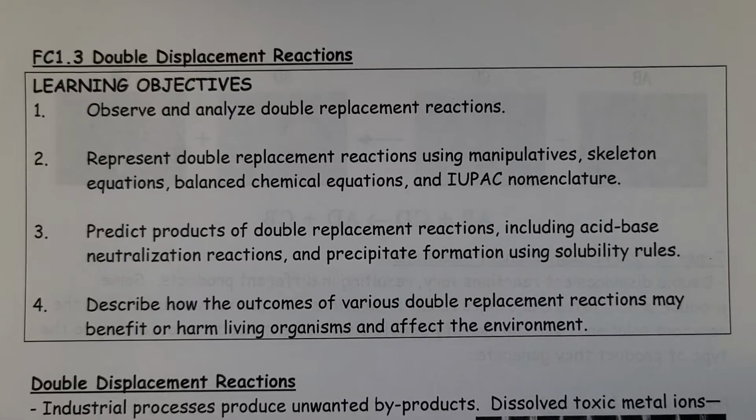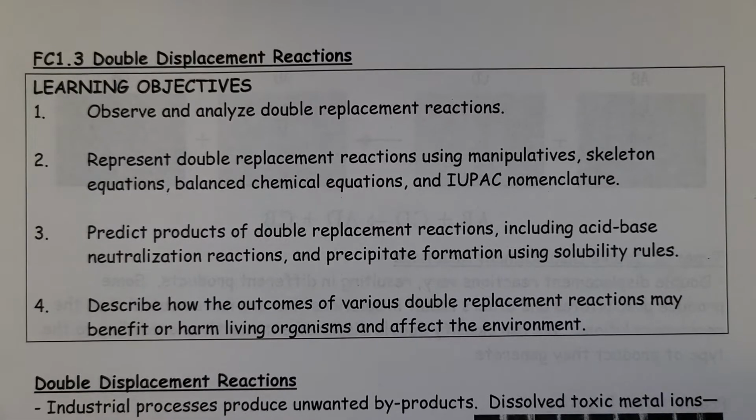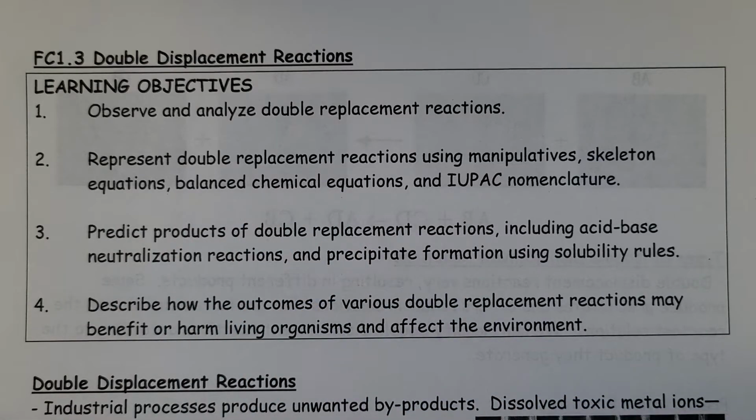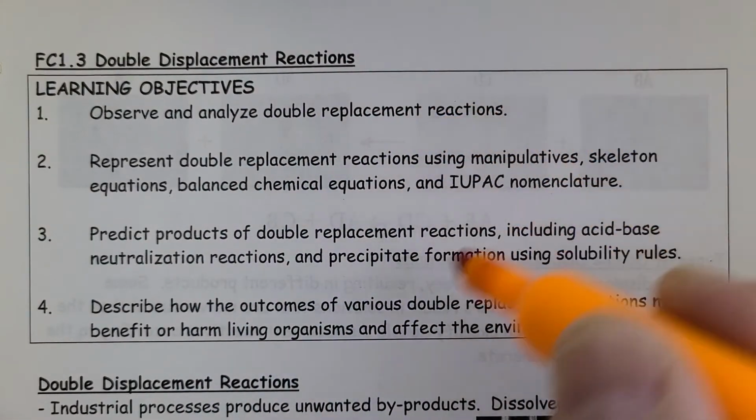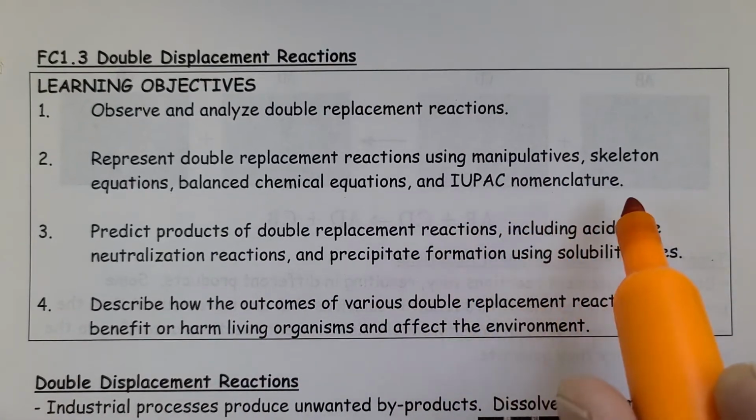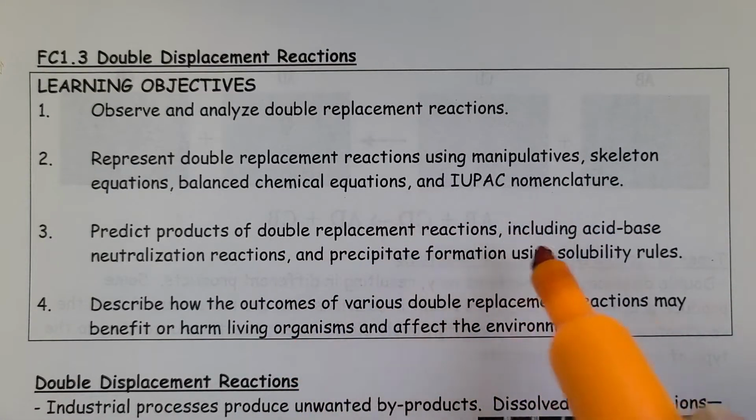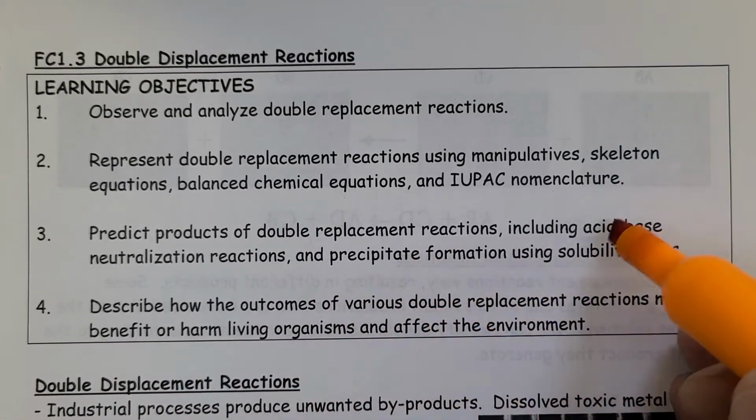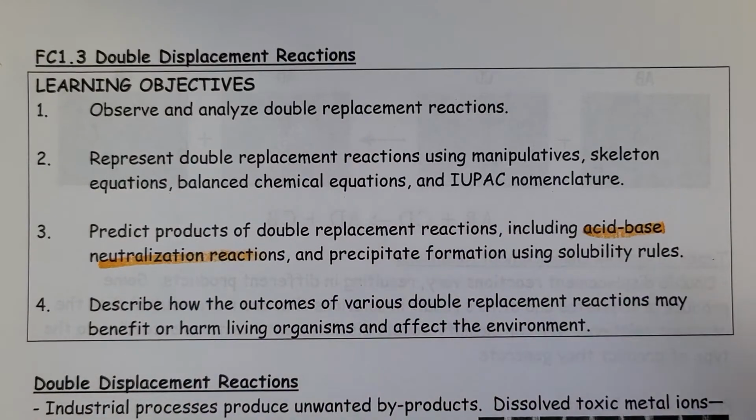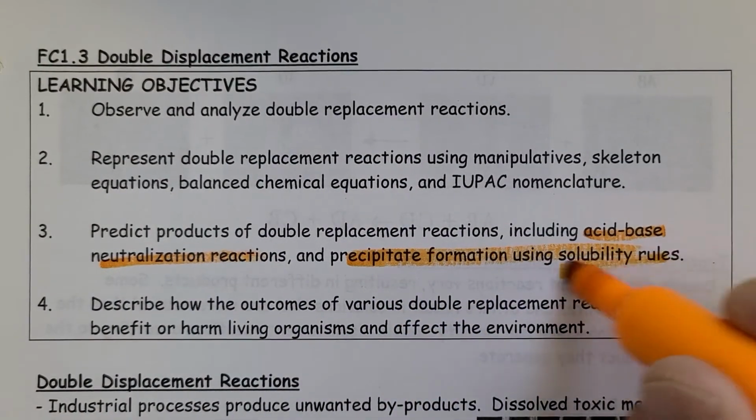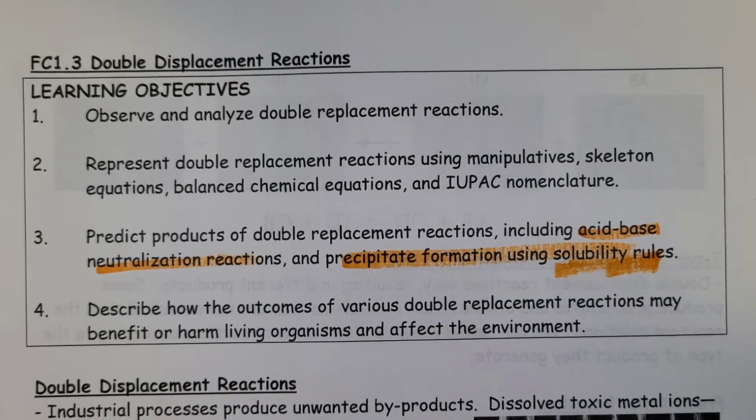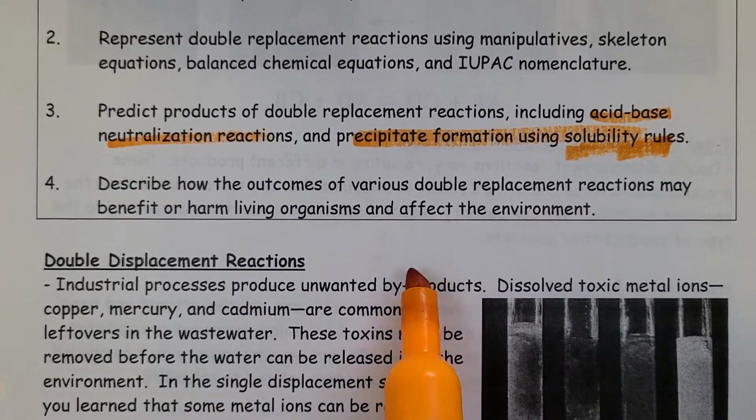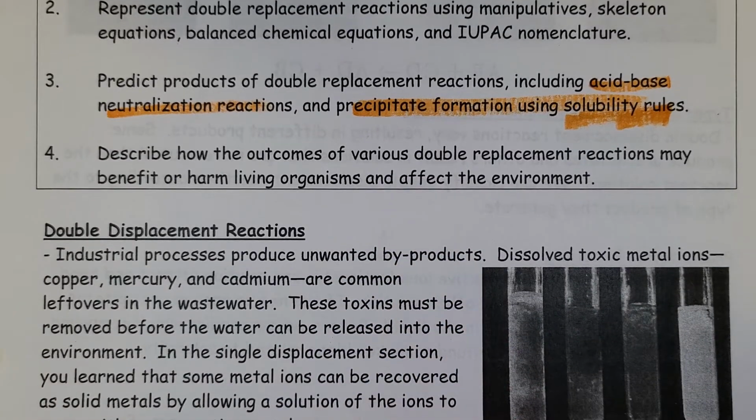So this is FC1.3, double replacement reactions, the first part. We just did single replacement. Let's look at what double replacement looks like. We'll observe and analyze double replacement reactions, and represent them using manipulative skeletal equations, balanced chemical equations, and IUPAC naming. We'll predict products of double replacement reactions, including acid-base neutralization reactions and also precipitation ones using solubility rules, which we'll see. And we'll describe how the outcomes of various double replacement reactions may benefit or harm living organisms and affect the environment.